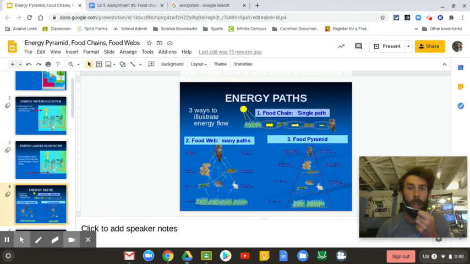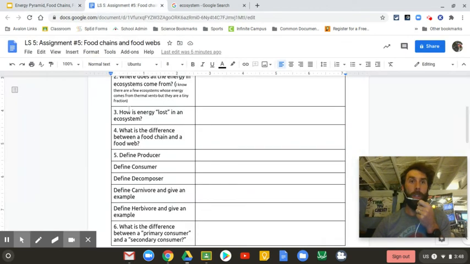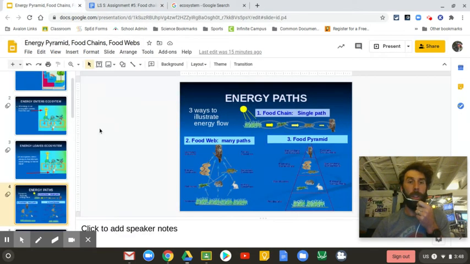So, we're going to be talking about food chains, which is a single path in an ecosystem. We're going to be talking about food webs. Food webs are many paths in an ecosystem. Next time, we're going to talk about food pyramids, which will answer the question about why do we have so many plants? Why is there so much biomass in plants on the earth, right?